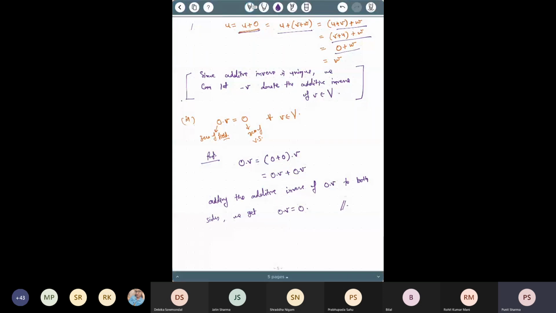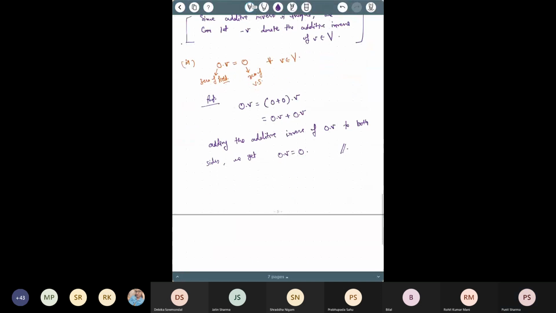Similarly, if you now multiply any scalar with the 0 vector of the vector space, then you get the 0 vector. This is also true for any alpha in F. The same way you can prove this also, exactly the same way. You can do this yourself. You just write alpha 0 as alpha dot 0 plus 0, then use the distributive property again, and then you can get it.